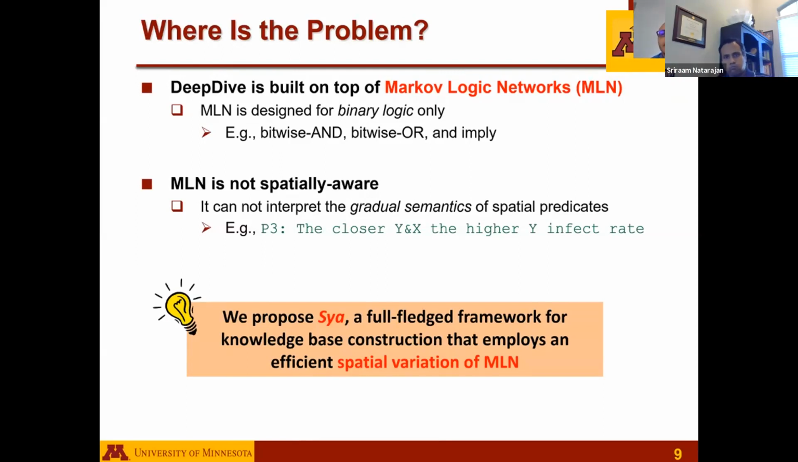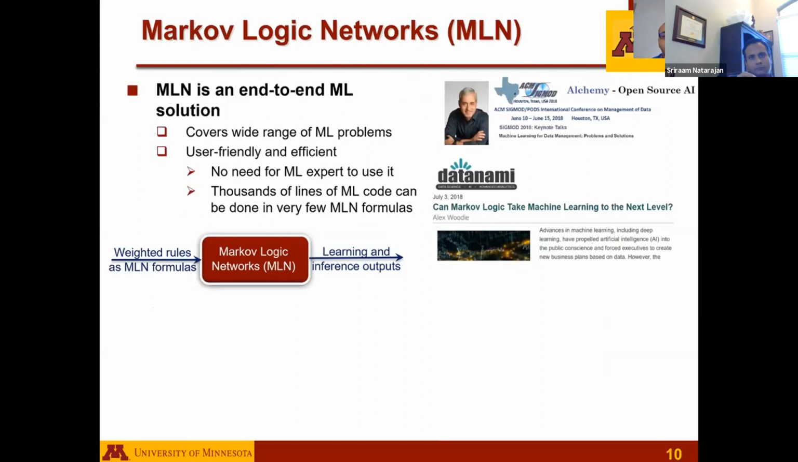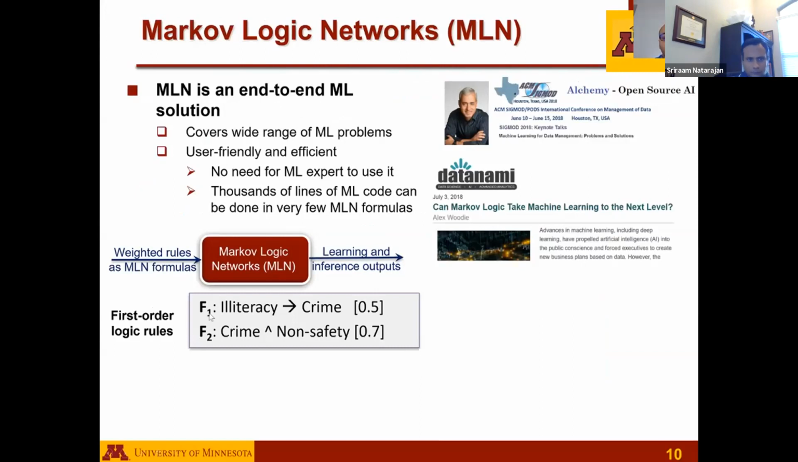We implemented our framework and then tried it with a core of DeepDive to show the effectiveness of the spatial semantics inside the knowledge bases, as we're going to see in the details later. But before we go through the details, a little introduction about Markov logic networks. It's an efficient statistical learning and inference framework proposed by Pedro Domingos from the University of Washington. And basically, it's very user-friendly, as shown here in the example.